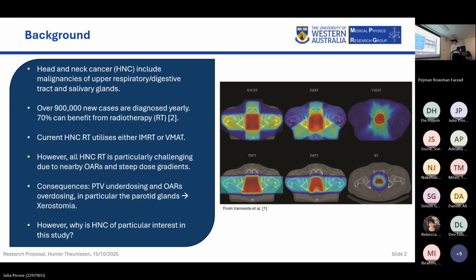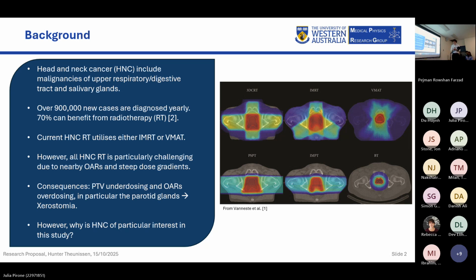The consequence of this is that if we see any anatomical change during treatment, which we'll get to in a second, the PTV can be underdosed and we might deliver excess dose to organs at risk. That is of particular relevance for the parotid gland, for example, which in extreme cases can cause xerostomia, which can very much degrade quality of life.